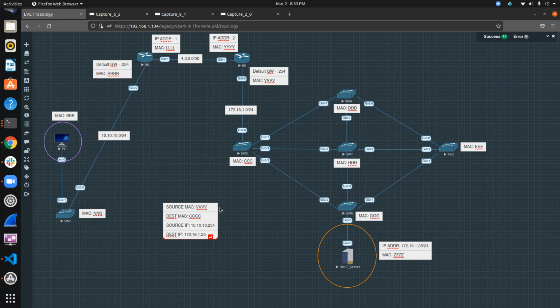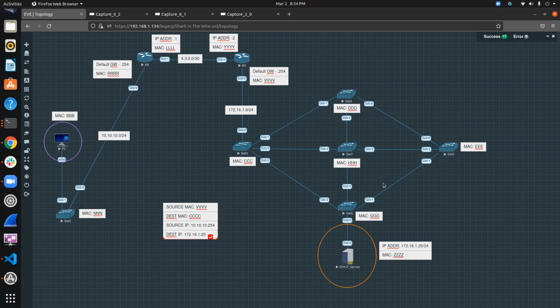Perfect. Now, you did excellent, because we're going to assume that R9 doesn't have any information about the DHCP server in its MAC address table, or I'm sorry, in its ARP table, just yet. So it's going to send it to that next hop. Exactly the rule that I told you, you're following that.